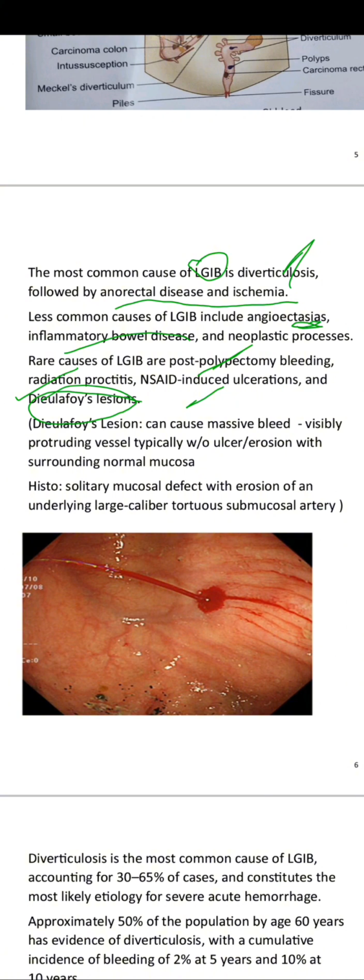It is a rare cause, but it may cause massive bleeding. Usually it is a visible vessel, typically with no ulcer. The surrounding mucosa is normal, and regarding the histology, there will be a solitary mucosal defect with erosion of an underlying large caliber tortuous submucosal artery. It's like a pinpoint defect that directly affects a large artery and causes bleeding. Yes, it is a rare cause, but it may cause massive bleeding.